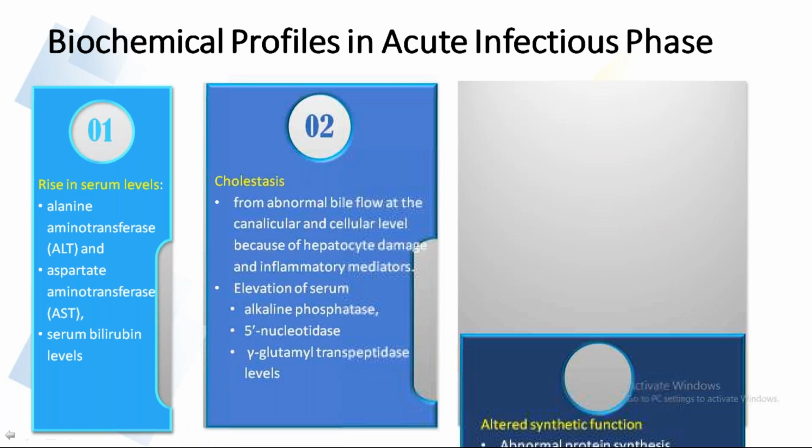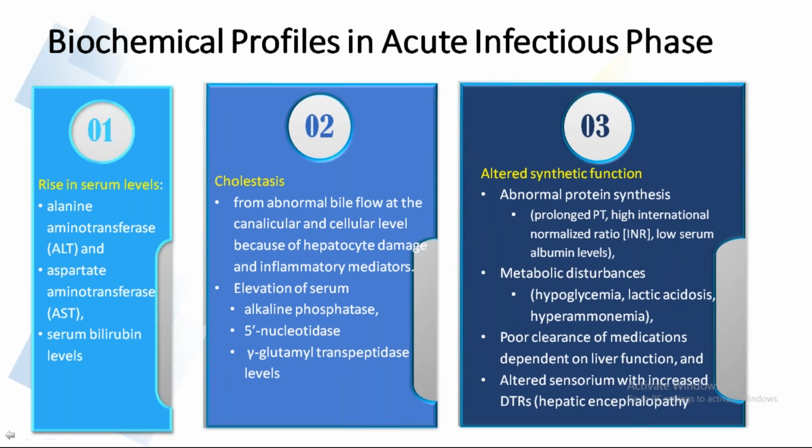So what happens first and foremost, the rise of serum levels of certain enzyme systems. Whenever there is hepatic damage, you suspect liver enzymes elevation. So alanine aminotransferase, ALT, and AST, aspartate aminotransferase, elevation, and also bilirubin elevation, especially because of hepatotoxicity and also cholestasis. Both contribute to a mixed type of hyperbilirubinemia, conjugated and unconjugated together.